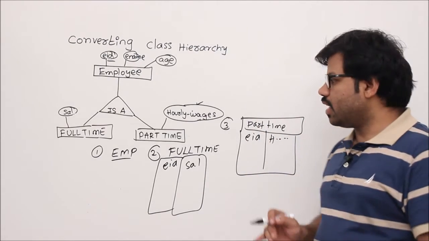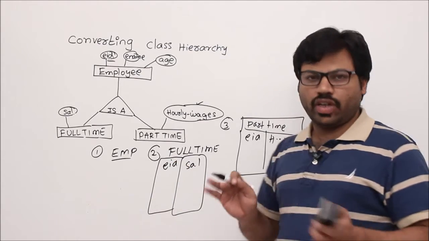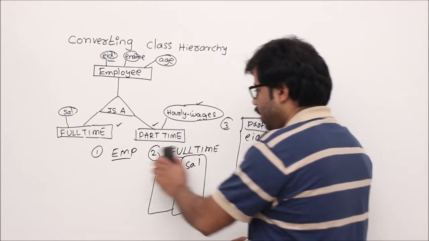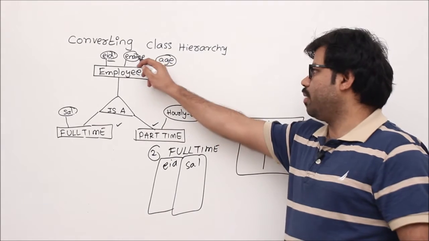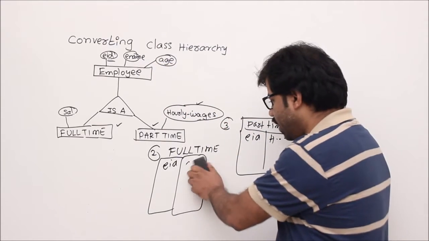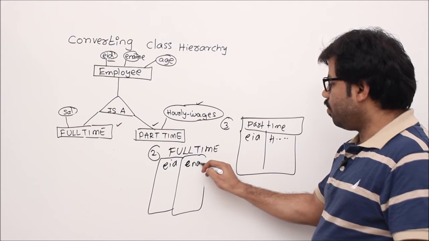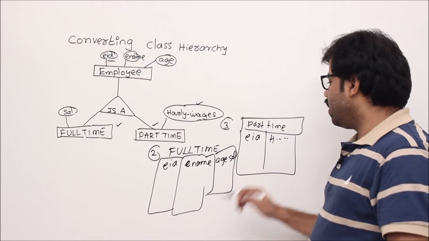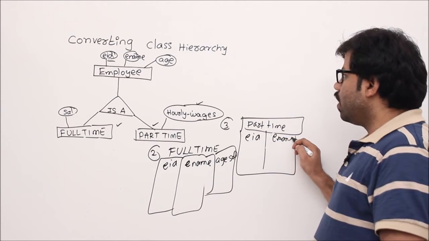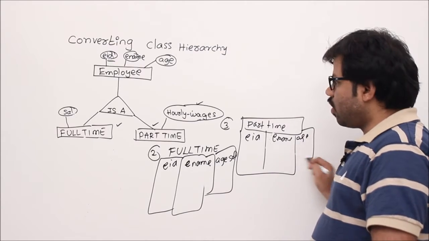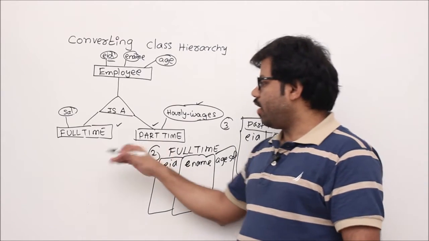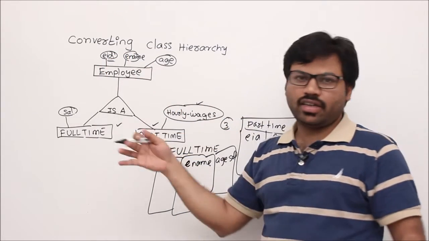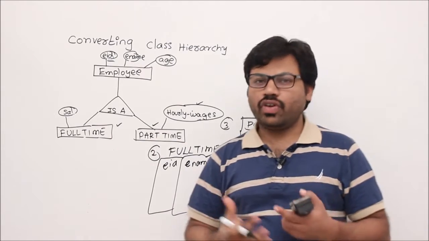There is an alternative strategy: rather than doing this, only create two tables. One is full-time, second one part-time. Don't create employee. When you don't create employee, you are missing this information, employee name and age, correct? So here itself we write employee ID, employee name and age, salary, one table. Similarly here employee ID, employee name and age, comma, extra column hourly wages, another table. In that way, of course, we are unnecessarily repeating the fields employee name and age here and here, correct? So that is the second alternative. In that way we can go for either alternative.